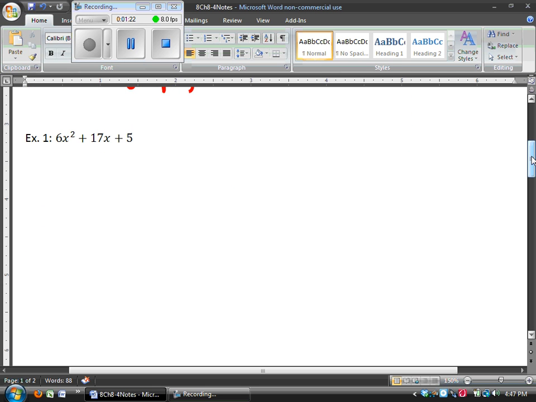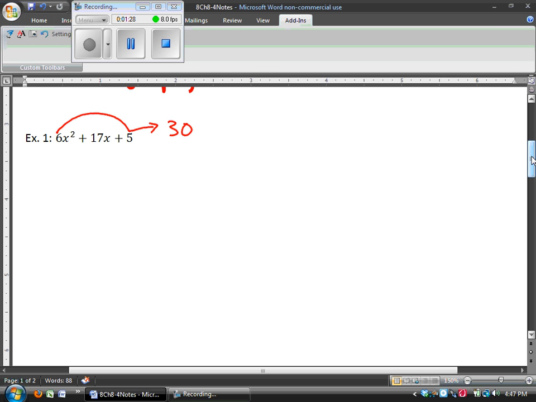First thing we're going to do is multiply a and c. So take 6 times 5, and we get 30. Then we're going to set up our chart again. Again, some of you probably won't have to, but we'll do it to help us out. So we want the factors of 30, and we want them to add to 17. Easiest one to start with, 1 times 30. Problem is, that sum is 31, so that doesn't work.